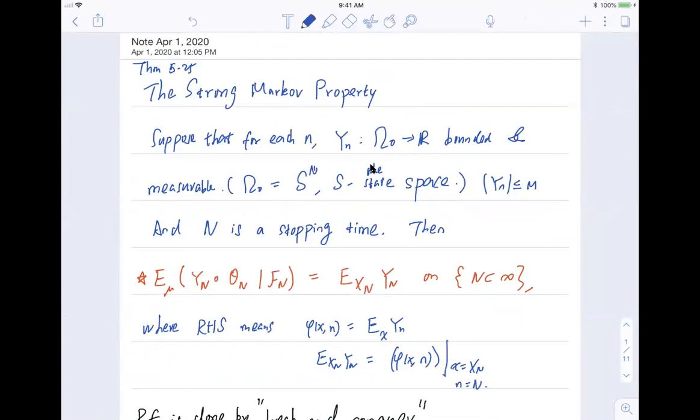Does C being finite mean that C has a finite number of possible states? Yes, you're right. C just has a finite number of states.